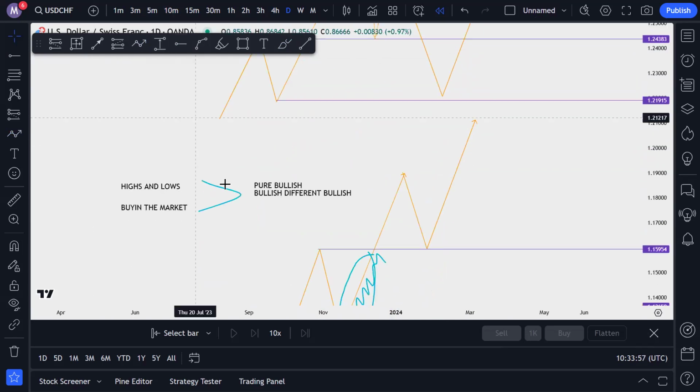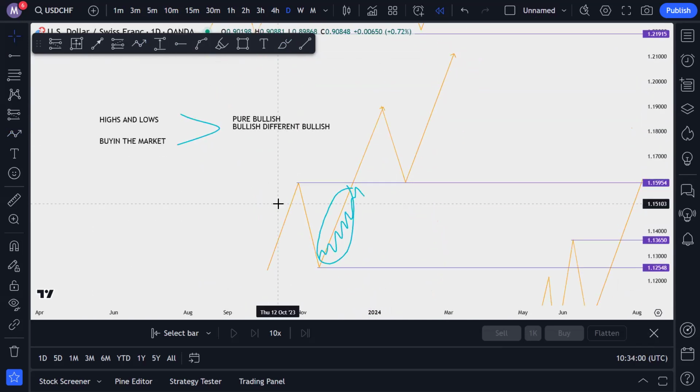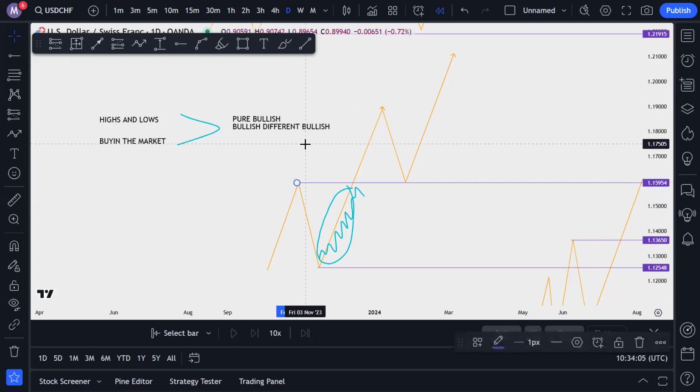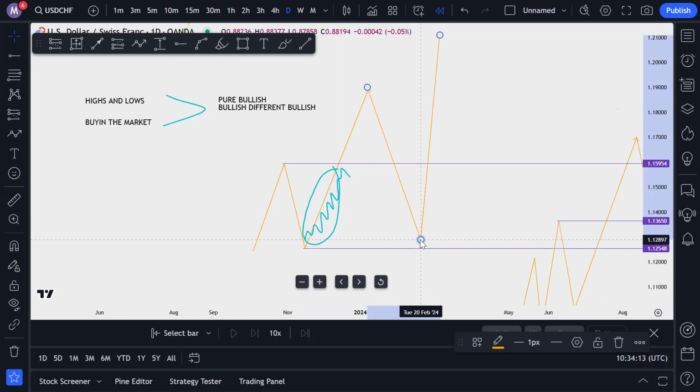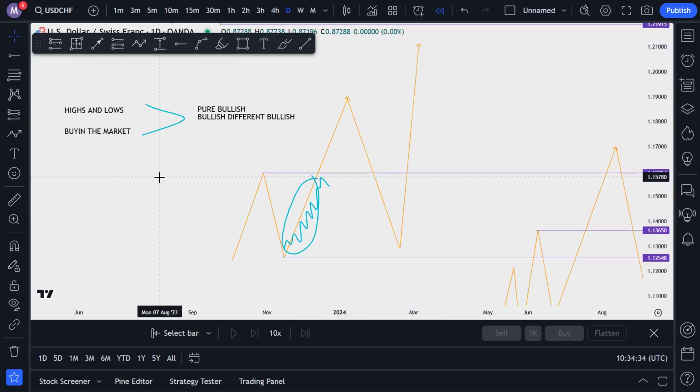So the process when price comes and taps on the validation point is called the pure bullish. The process when price comes and consumes or drops inside this area of liquidity is called a bullish different bullish. The reason is that price should be coming to consume the unconsumed liquidities that were left inside that area before it continues moving up. Are we together? Price coming to consume the liquidities left inside that zone is called a bullish different bullish.